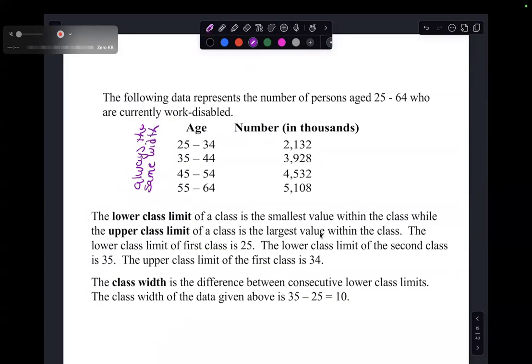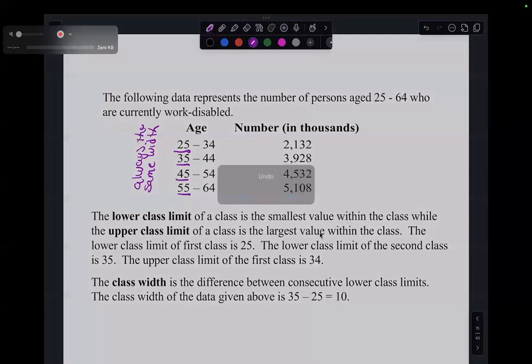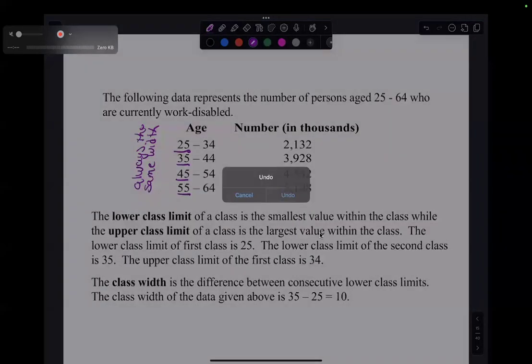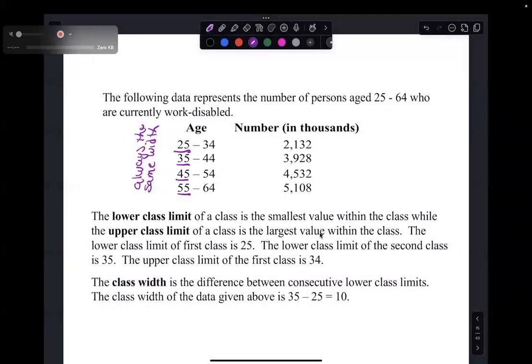So my classes are always going to be the same width. The lower class limit is the smallest in each category. The lower class limit of each of my bins or my classes is the lowest value in that class. The upper class limit is the largest value in that class.